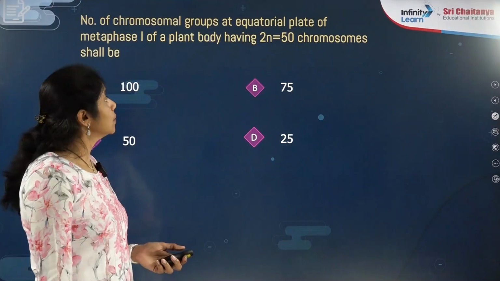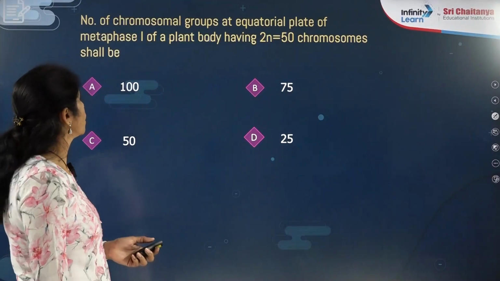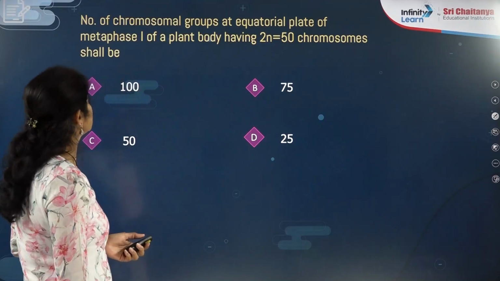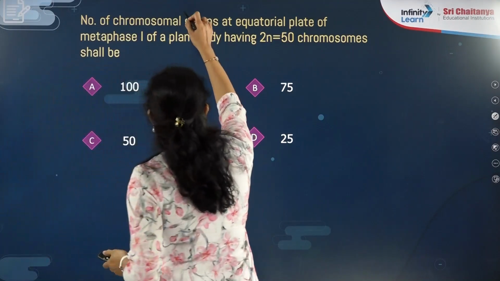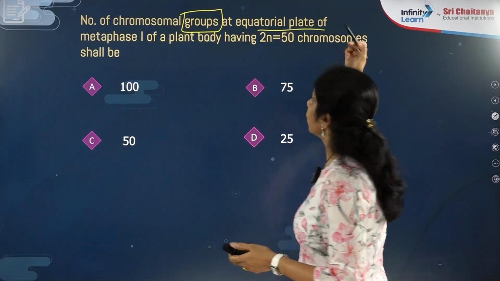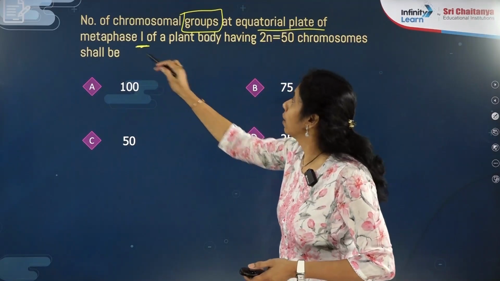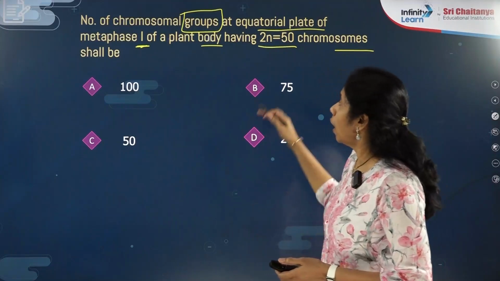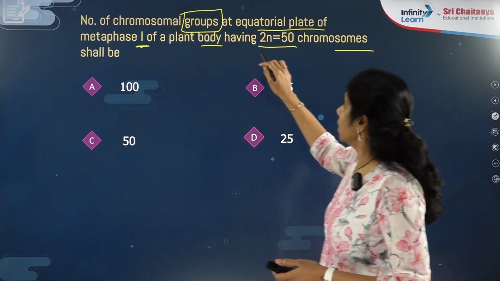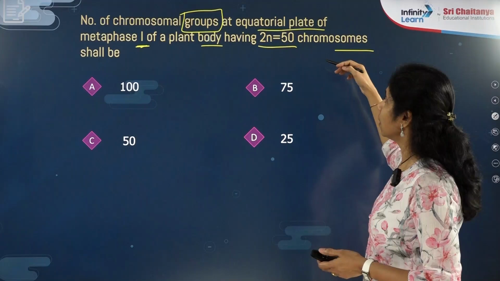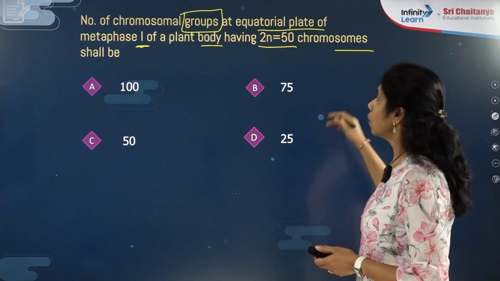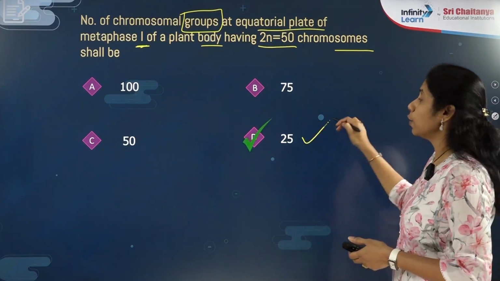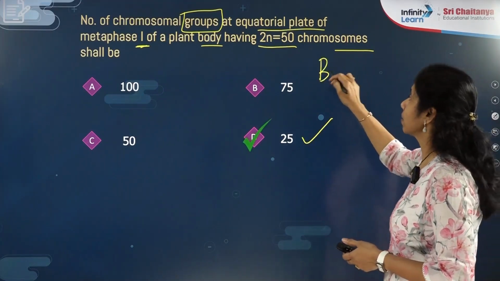How many chromosomal groups are present at the equatorial plate of metaphase I of a plant body having 2n equal to 50 chromosomes? Groups here means the bivalents. So how many groups will be placed on the equator? It will be 25 groups, because they are asking about bivalents.